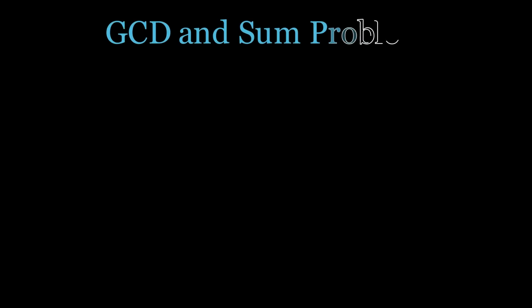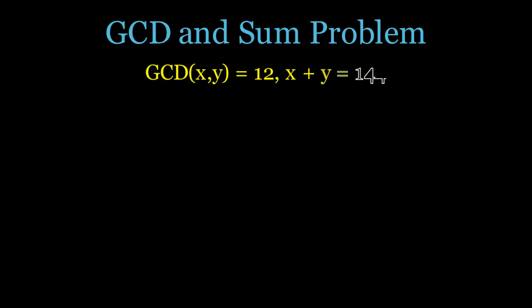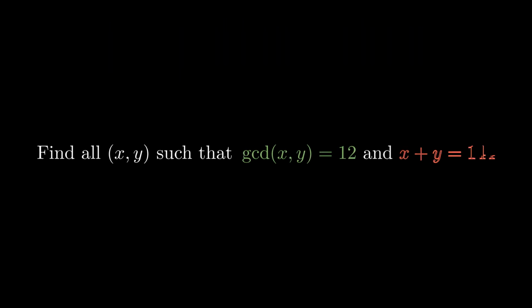Let's solve this interesting math problem. We need to find all pairs of numbers x and y such that their greatest common divisor is 12 and their sum is 144. We're looking for pairs of numbers x and y where their greatest common divisor is 12, and they add up to 144.